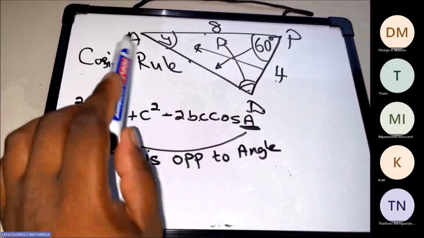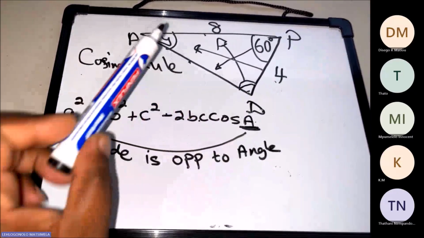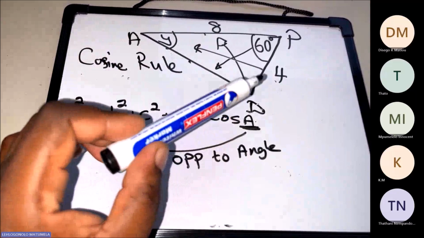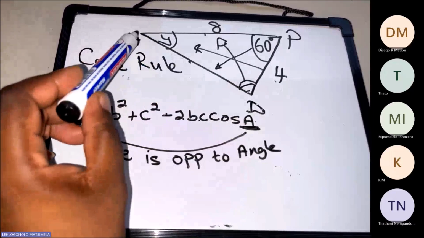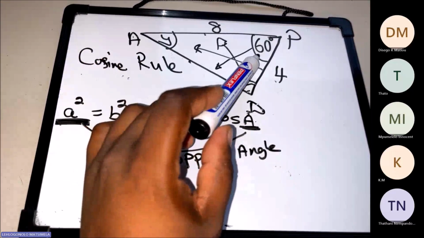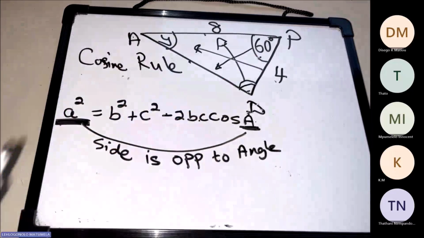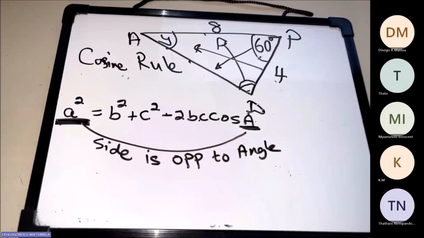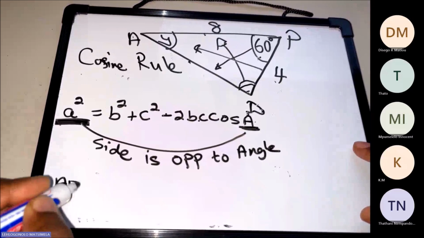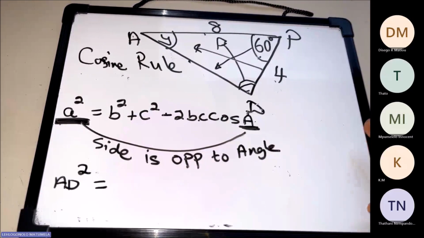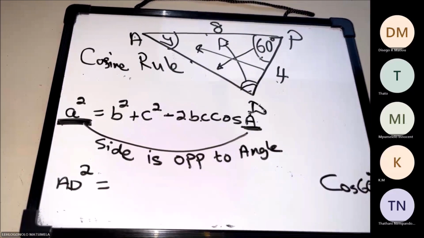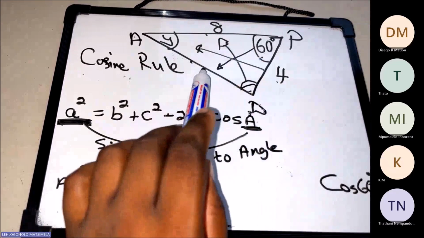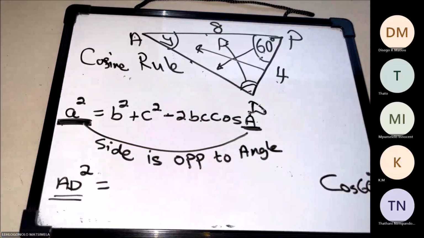Let's go to our triangle ADP. If now I'm looking for side AD, then before I go to my formula, in my triangle, side AD is opposite to angle 60. Let me create the formula before I substitute. I will have side AD to the power of 2 is equal to, and at the end I will have cos 60. Why cos 60? Because the angle is opposite to the side that I am looking for, the unknown.